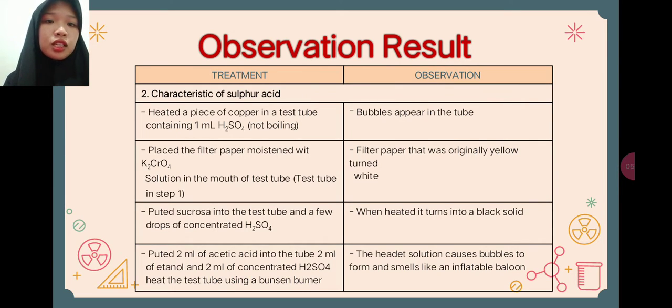Put sucrose in the test tube and a few drops of concentrated sulfuric acid. The result is when heated it turned into a black solid. And then put 2 ml of acetic acid into the test tube, 2 ml of ethanol and 2 ml of concentrated sulfuric acid. Heat the test tube using a Bunsen burner. The result is the heated solution causes bubbles to form and melt like an inflammable balloon.